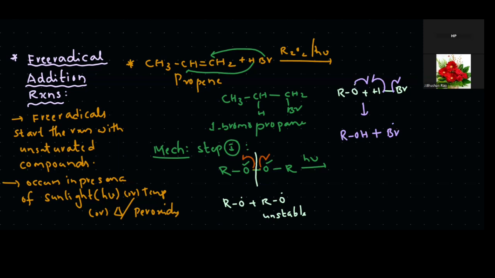Next, when the CH3 CH double bond CH2 group reacts with the bromine free radical, what happens here? We will discuss it in two paths. This is the first path and this is the second path. If the bromine free radical attacks on this carbon, this is one way. If the same bromine free radical attacks at this carbon, that is another path.